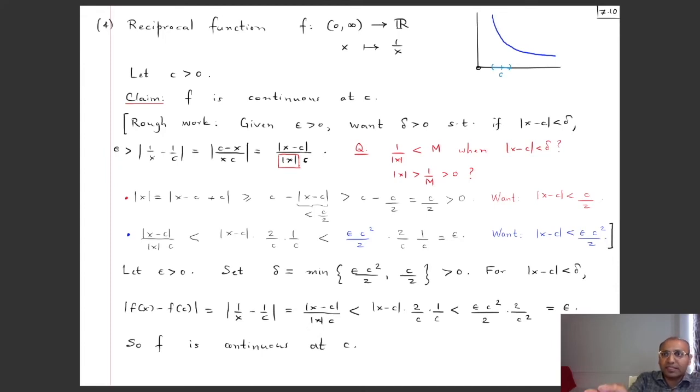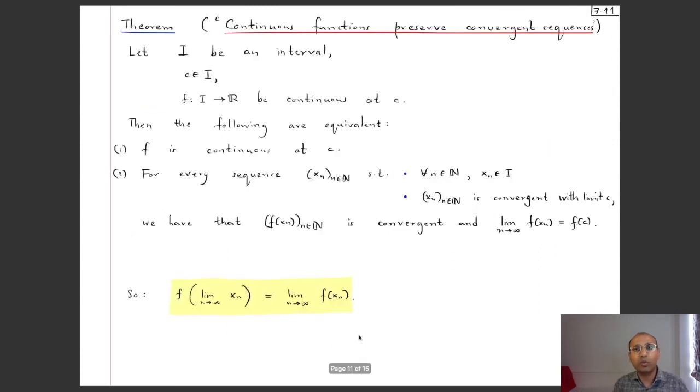By the way, since the c was arbitrary, the function is in fact continuous at each and every point in the domain, which is the set of all positive real numbers. Okay, so now we had to do a lot of hard work to prove this, but here is a theorem which will make it very easy.